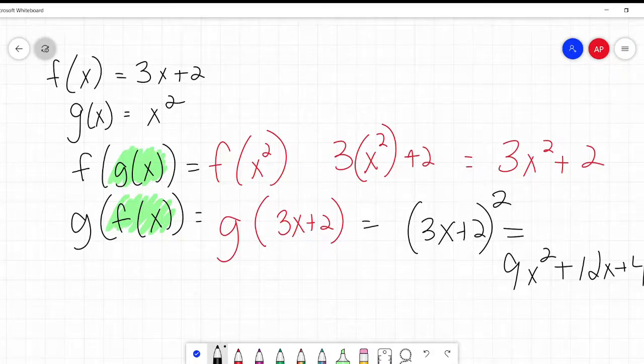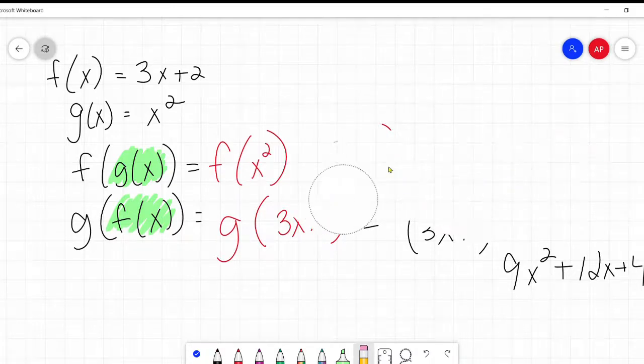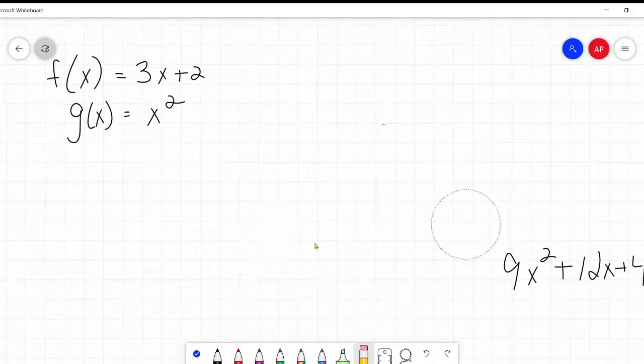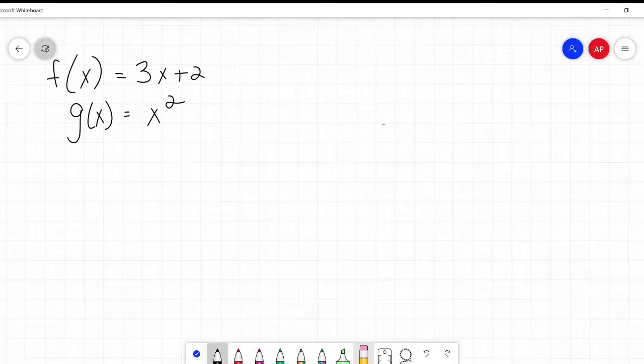So anytime you have those nested, and man, they love it. This is a very popular thing I've seen on several SAT tests where they'll do f of g of x or g of f of x and try to make you plug things in like that. Another one that they might do is something like this. They might say, what is f of g of 2?